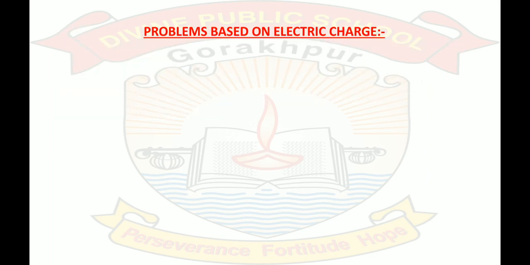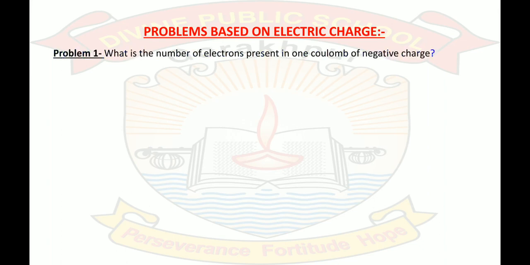Problems based on electric charge. Problem 1. What is the number of electrons present in 1 coulomb of negative charge? So here the charge is given, that is 1 coulomb, and it is negative. What we have to find out is the number of electrons present in 1 coulomb. Now, you must have solved this question in class 10th also. It's very easy.